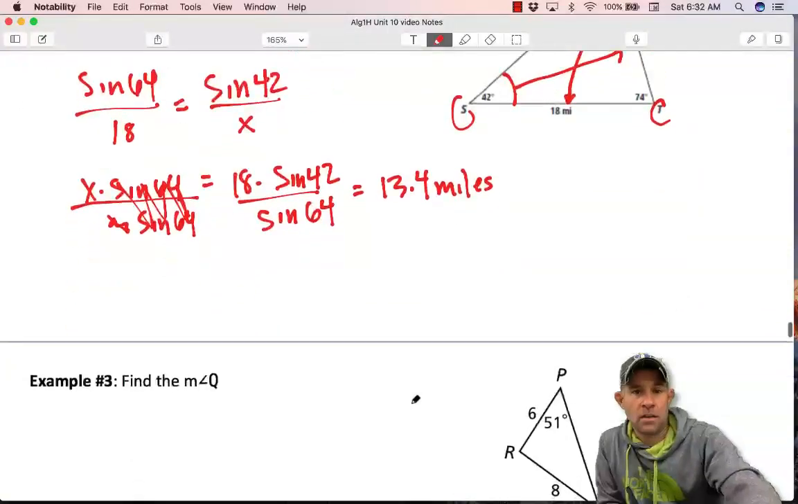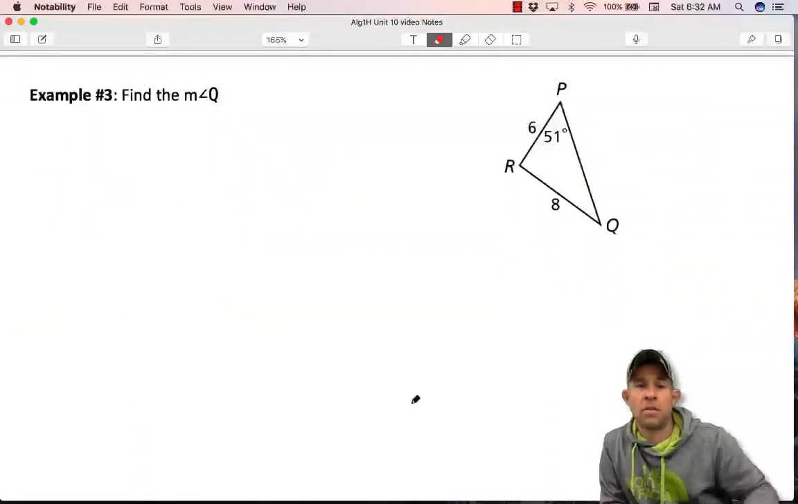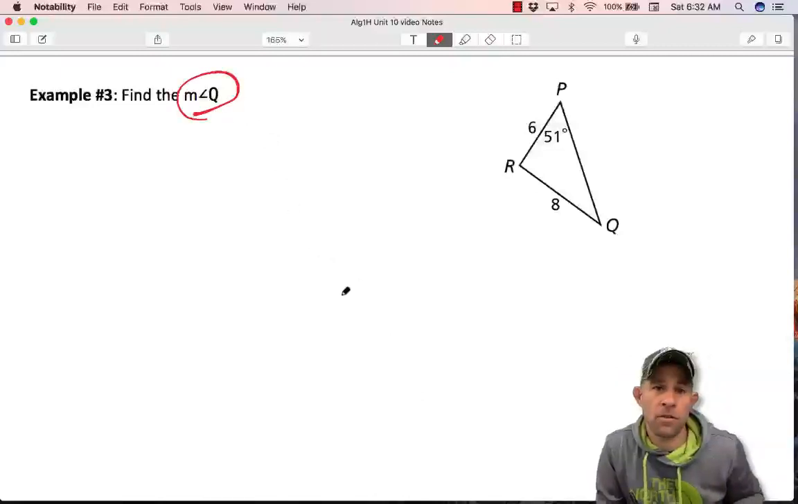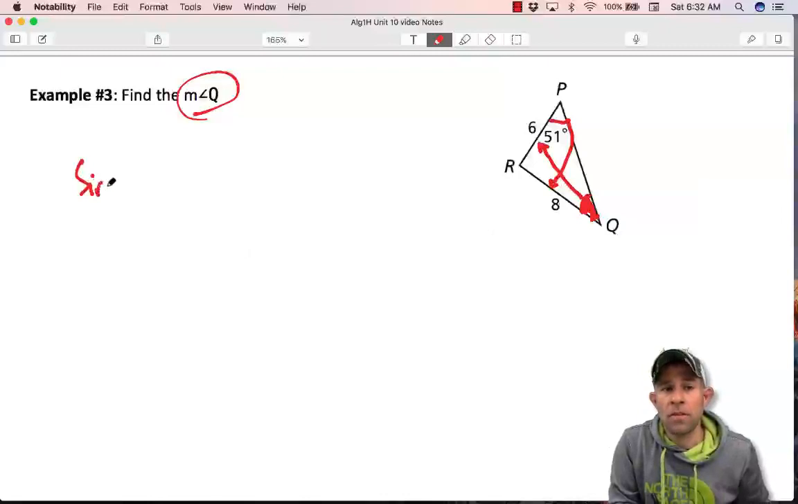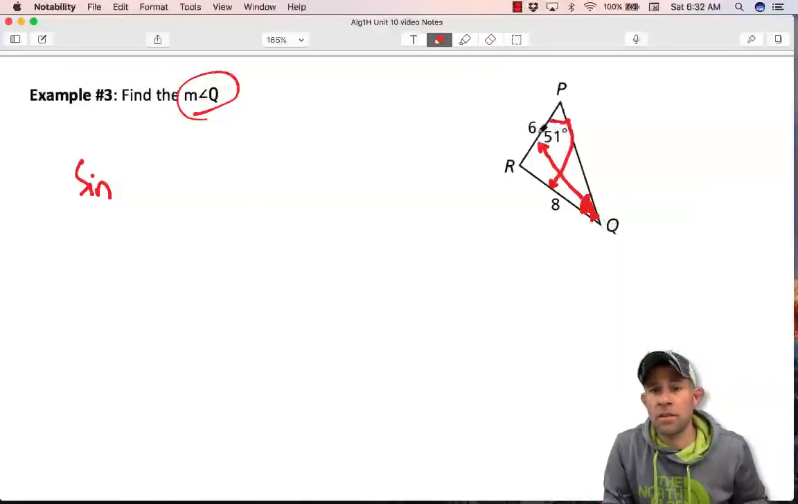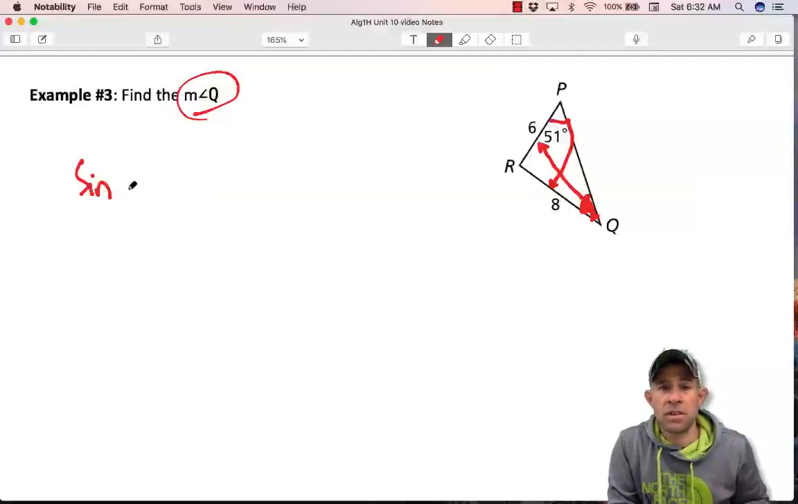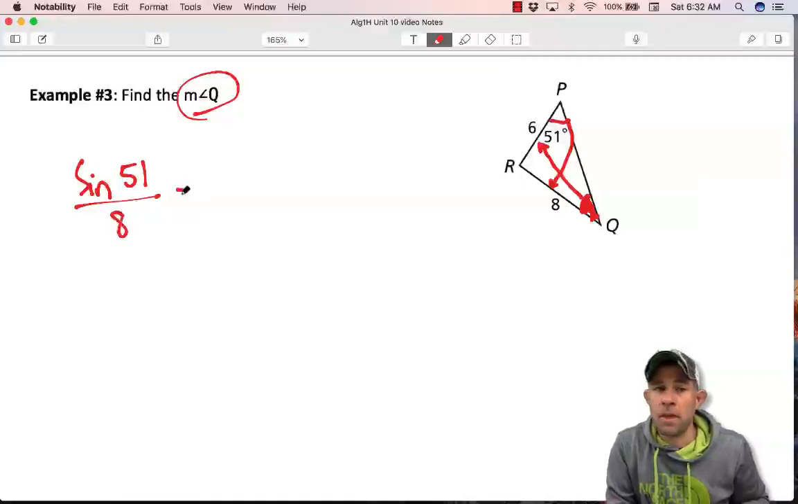All right, let's take another look here at using the law of sines, and now we're going to use the law of sines to find the measure of an angle. We simply want to find the measure of angle Q. Here's angle Q. I know the side across from it is 6. I also have another relationship here, angle P and the side across from it. So we have an angle and side situation. We're going to take the sine of 51 degrees over the side across from it, which is 8. And now I'm going to take the sine of angle Q, which is my unknown, and set it over the side across from it, which is 6.